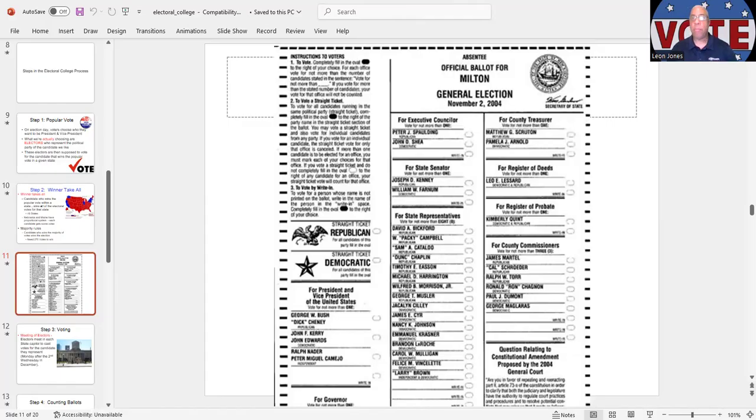Now, a number of people today, they vote based on party. We're very partisan. But the process is, right now we're talking about the Electoral College, but I'm giving you an example of what a ballot looks like.